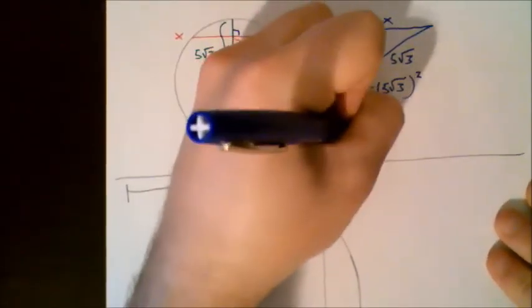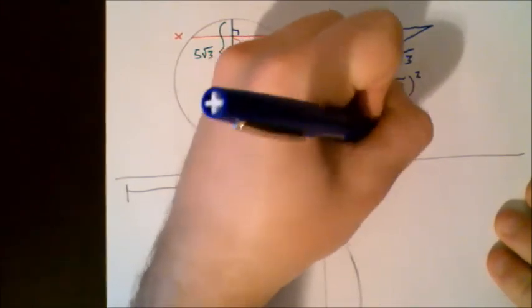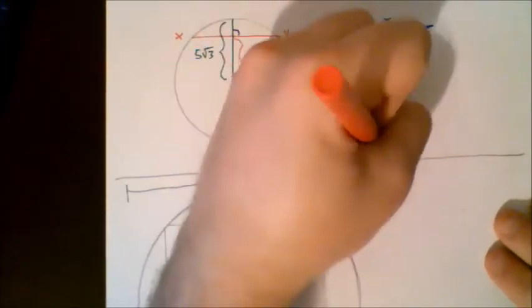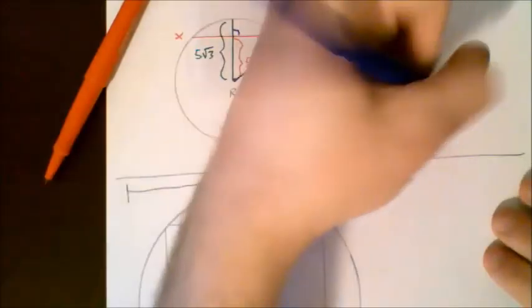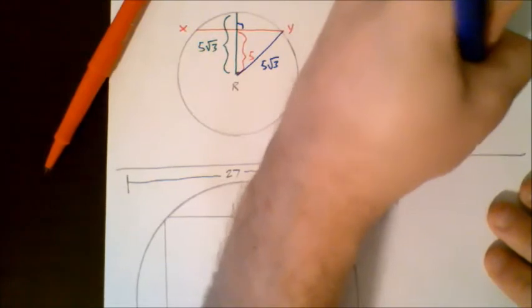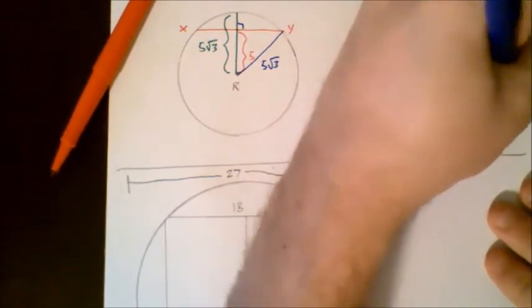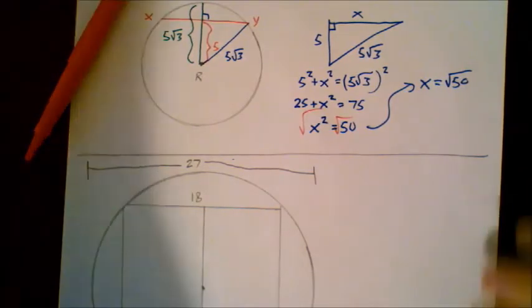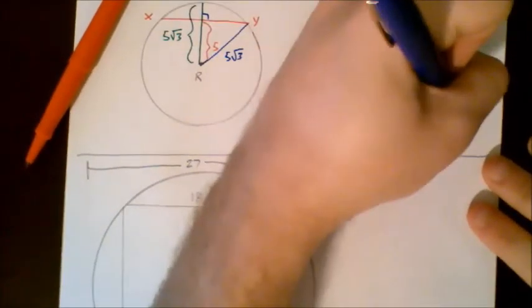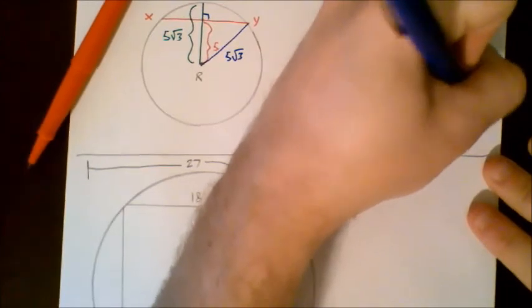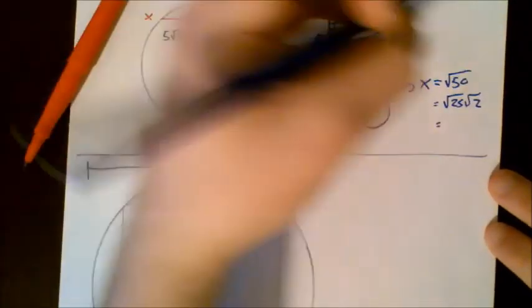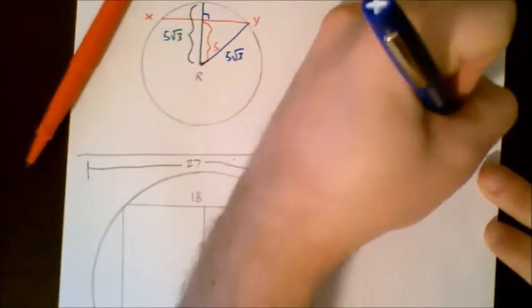Therefore, x squared has to equal 50. Go ahead and square root both sides. So it gives us x equals square root of 50. But we can always simplify that down. 50 breaks down to 25 and 2. So what this gives us is square root of 25 times square root of 2. Square root of 25 is 5. So we have x equals 5 times the square root of 2.